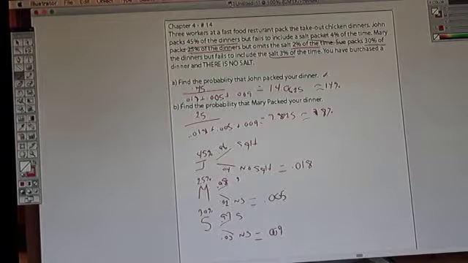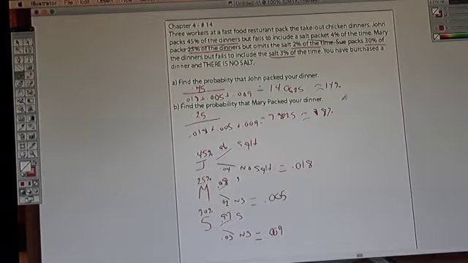So there's a greater chance that John packed your dinner this time than Mary. Because the salt was not included, you have about a 14% chance that John packed your dinner versus Mary only an 8% chance.